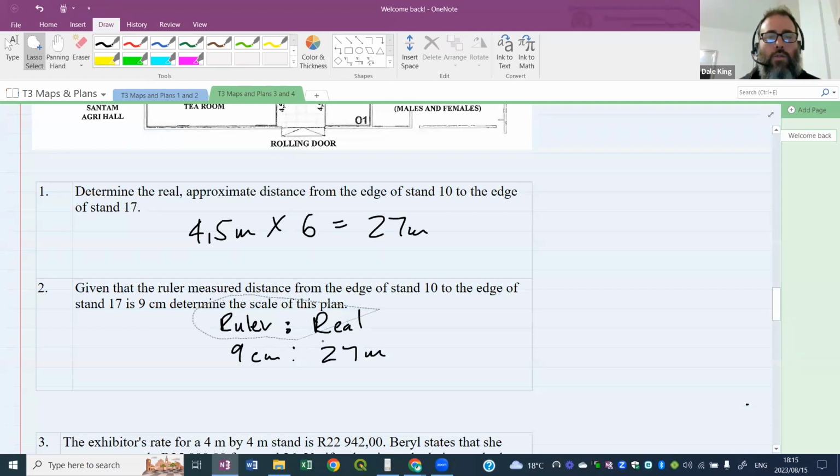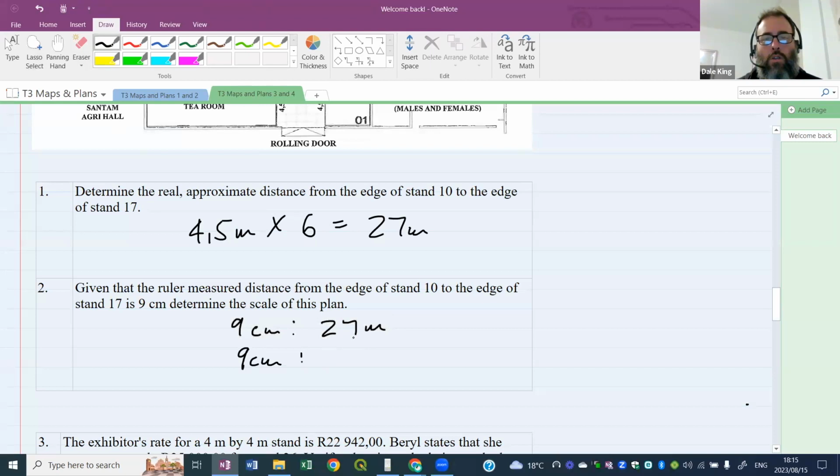I'm going to delete this. All right, so we've got 9 centimeters is to 27 meters. Now, ratios have to have the same units. I've spoken to you guys about this. So 27 meters must be converted. 27 meters times 100 is 2,700 centimeters. So this should be 2,700 centimeters.